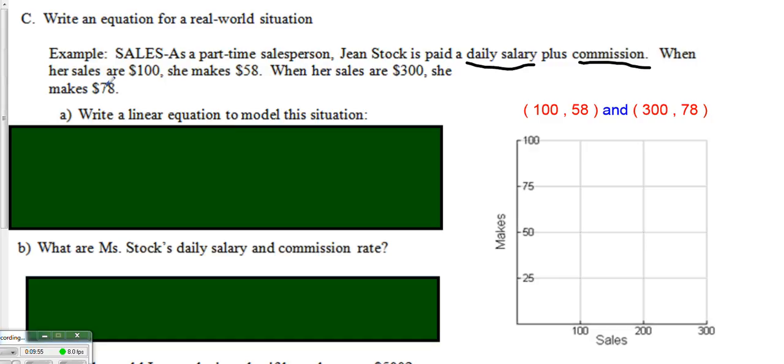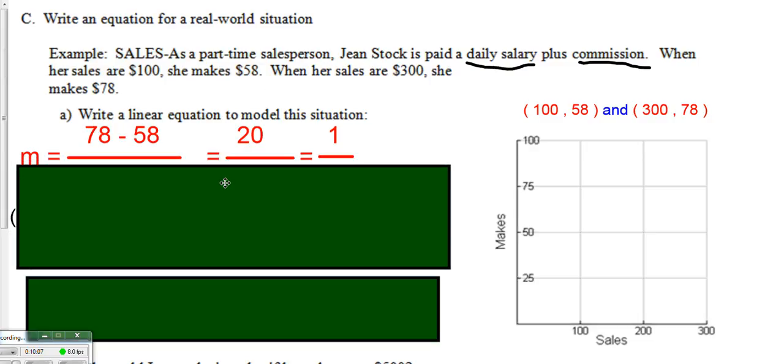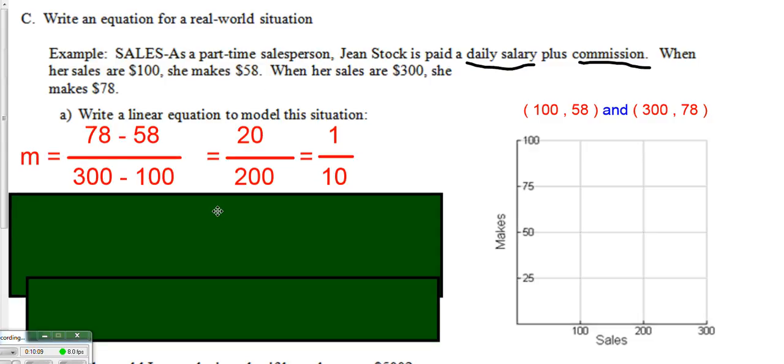She made more money, $20 in fact, right here. So when she sells more, she earns more. So it says write a linear equation to model this situation. Well, first we need to find our slope.